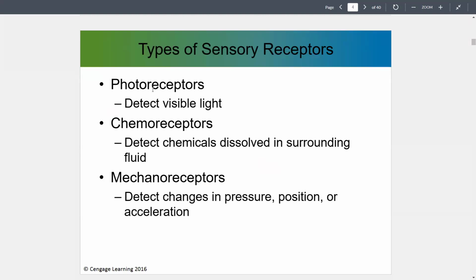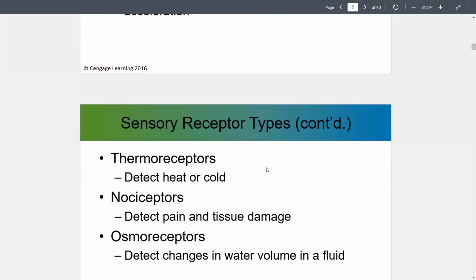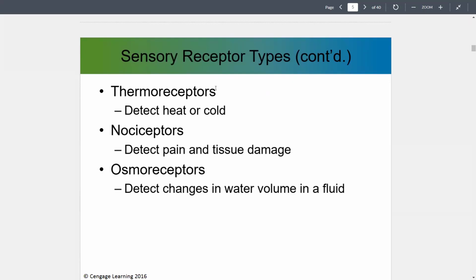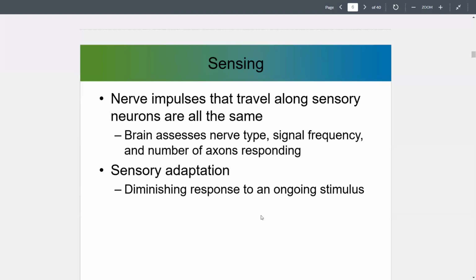Photoreceptors are in your eyes. Chemoreceptors are in your mouth and your nose, and they detect chemicals. And then mechanoreceptors detect things like pressure and position, like what direction your head is in. Oh, sorry, thermoreceptors detect heat and cold. Nociceptors detect pain, and then osmoreceptors detect water, and that's inside your body.